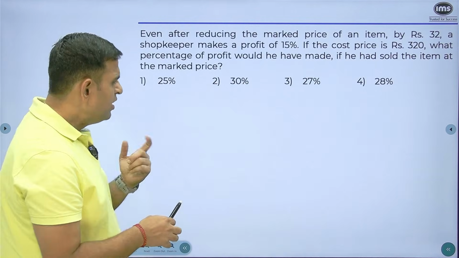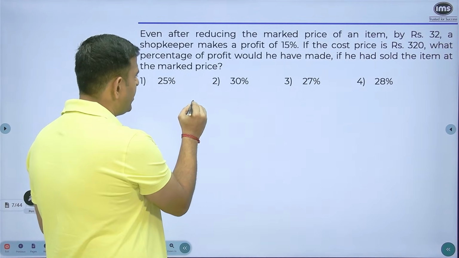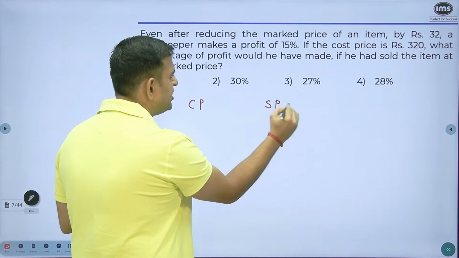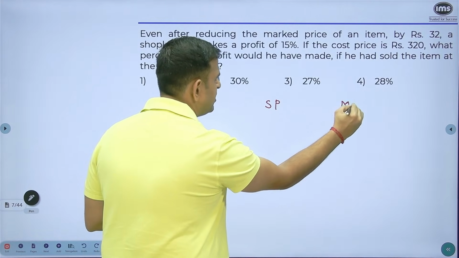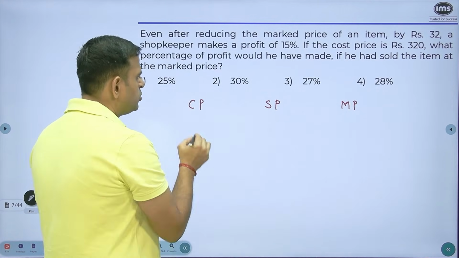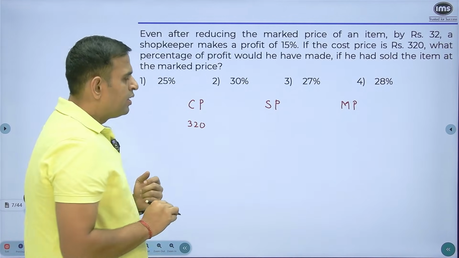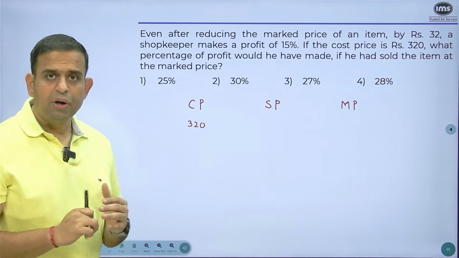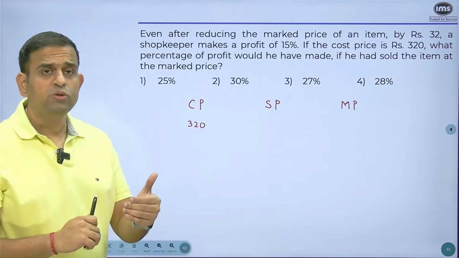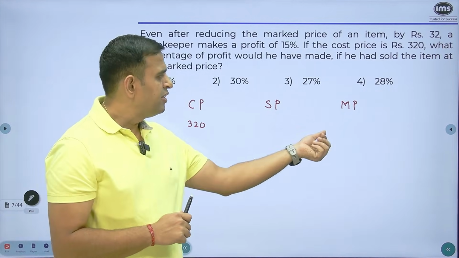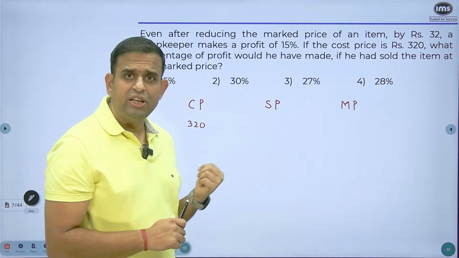So what do we have? We know that in case of profit and loss, we have a component called CP. We are going to have an SP, and we have something called the mark price. Your CP is given to us as rupee 320. Now the mark price we don't know, but what we know is that when the mark price was reduced by rupee 32, that means I must have given some discount and then arrived at some selling price.